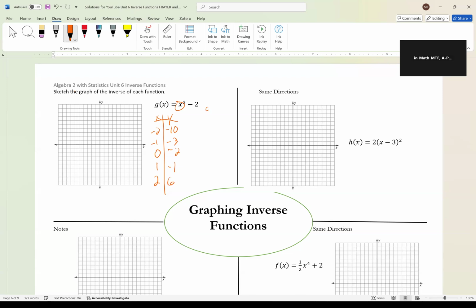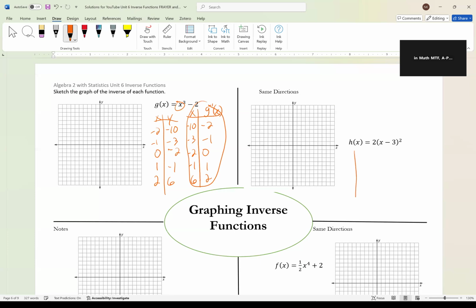And so if that's g of x, the inverse of g of x would be negative 10, negative 2, negative 3, negative 1, negative 2, 0, negative 1, 1, 6, 2. And so just graph those points. If you want to have extra evidence of understanding, graph g of x, graph the inverse of g of x, and graph the reflection. But you didn't need all that.